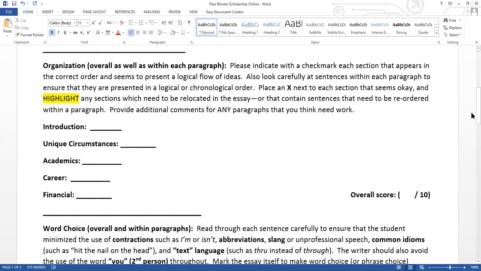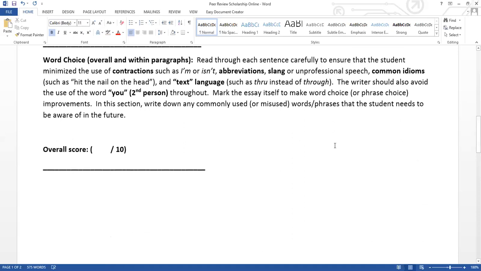And then again, you're going to give them an overall score out of 10. Word choice is overall and within the paragraphs. Read through each sentence carefully to ensure that the student minimizes the use of all contractions. A contraction in English means you're putting words together like I'm or isn't or don't or doesn't. Instead of saying I am or is not or does not, you're squishing those words together and using an apostrophe. We actually want to get rid of those as much as we can in our formal writing because it looks like you didn't spend a lot of time on it. Spelling things out a little bit more is going to make your writing look more professional. So when you see them doing this, I'm and isn't and things like that, highlight it on the document itself. Also make a note of it here that they need to cut those.